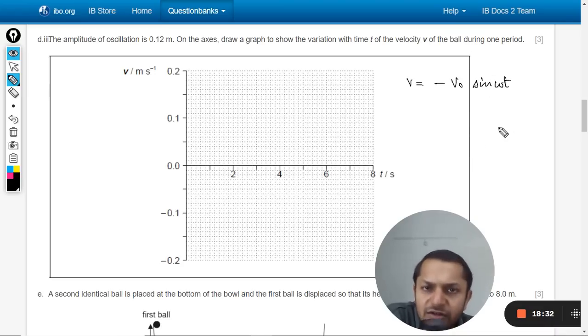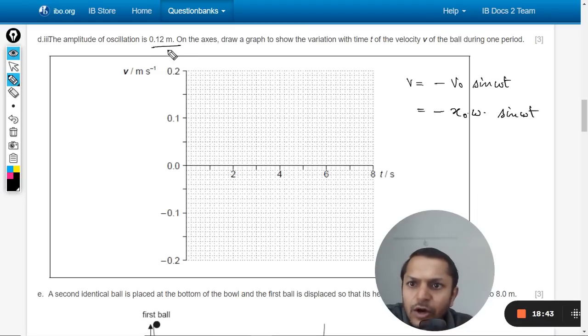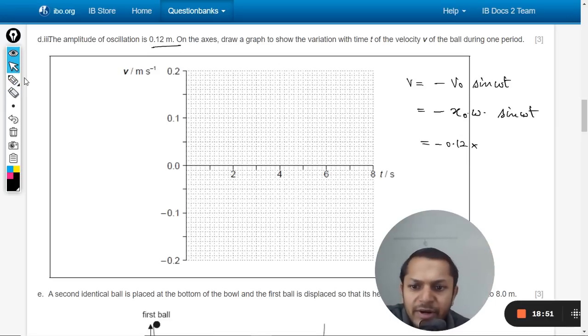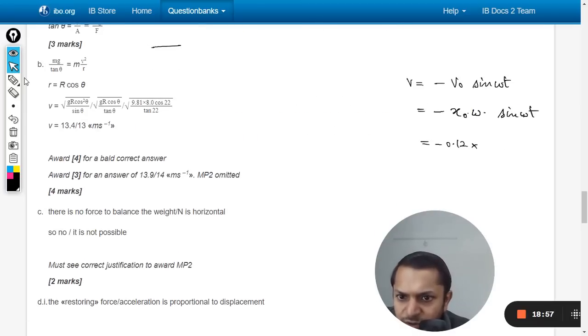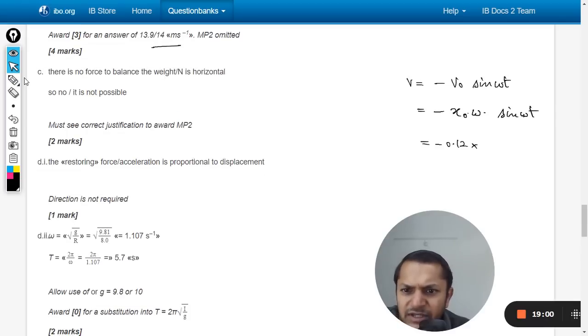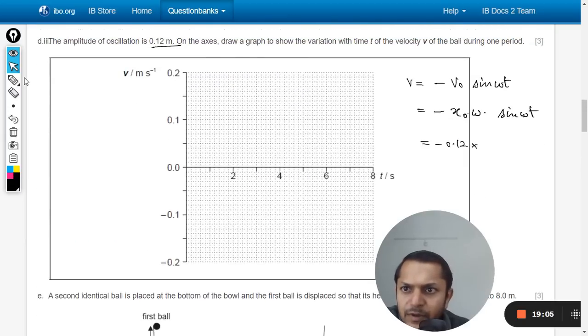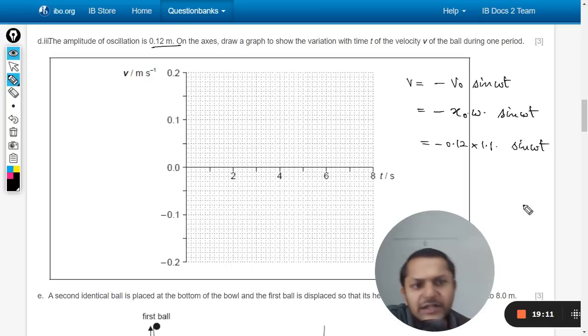So this is going to be the variation for the simple harmonic motion. v naught can be written as the amplitude multiplied by omega, and this will be sine omega t. The amplitude is given as 0.12. Omega we have found in the last question, but I'm not remembering it. What was it? So I'm taking it from the answer in the mark scheme. I think it was 1.1 something. Yeah, 1.1. So omega is 1.1 into sine omega t.